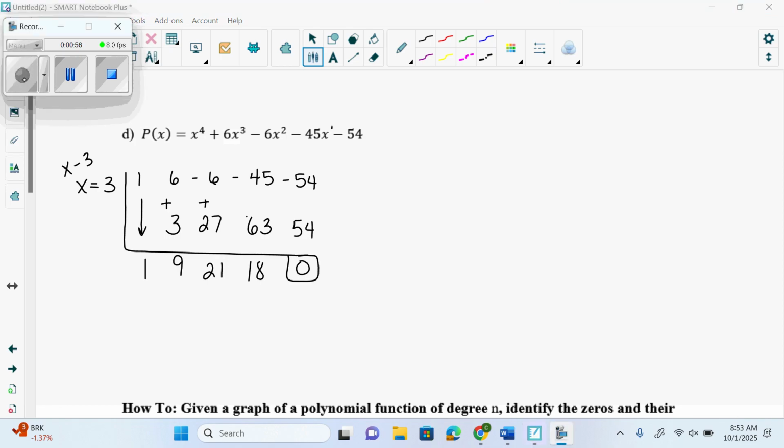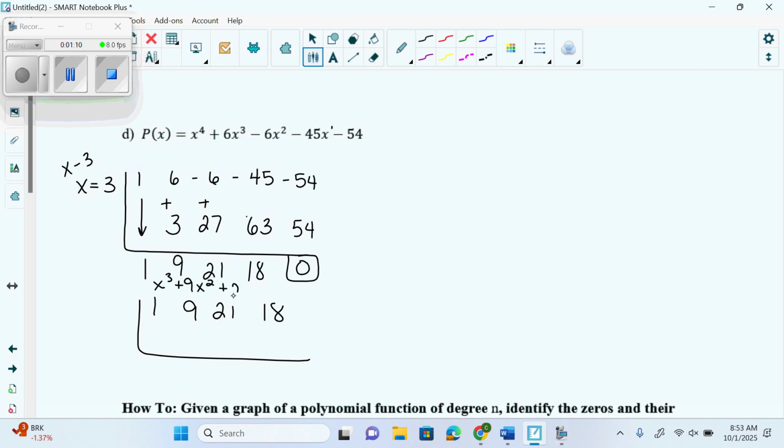So, what do we do now? We type this into our calculator as an x cubed. And we get 1, 9, 21, 18. We would get x cubed plus 9x squared plus 21x because we took an x out, right? Plus 18. Okay, cool. What do I have now?